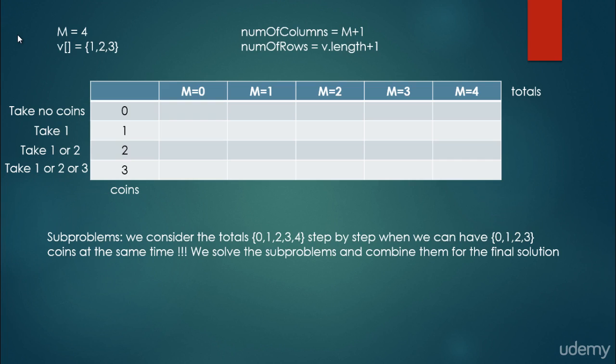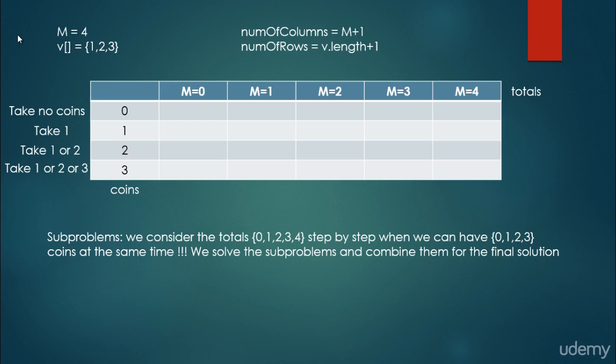The m equals 1 means that we assume the total amount to be 1. What would be the optimal solution if m would be 1? Then m is equal to 2. What would be the optimal solution if the m would be 2? m equals 3 and m equals 4, it is the final step. That is the optimal solution when the m is equal to 4, and that's what we are looking for.